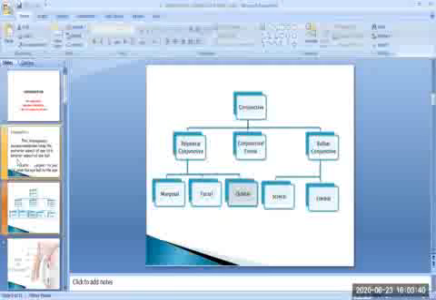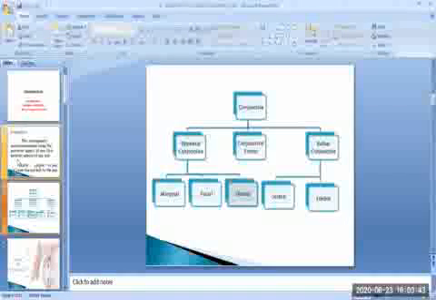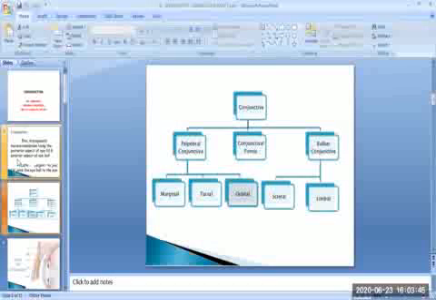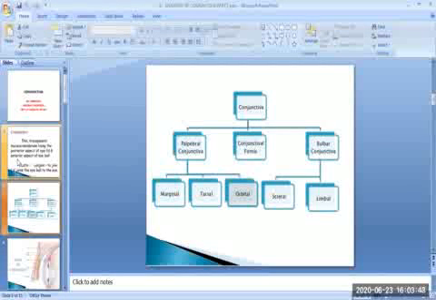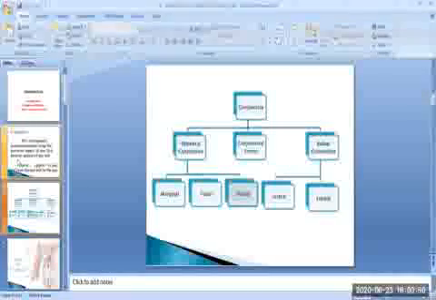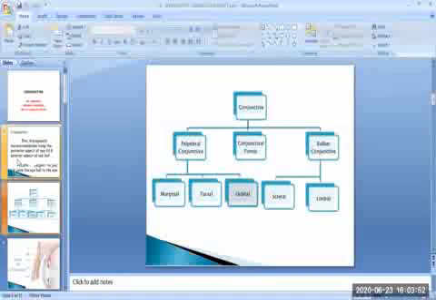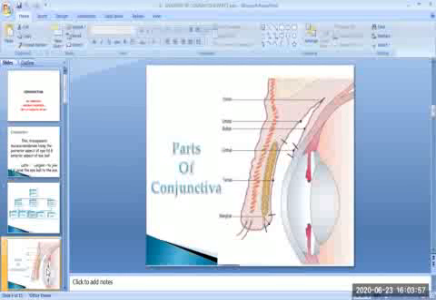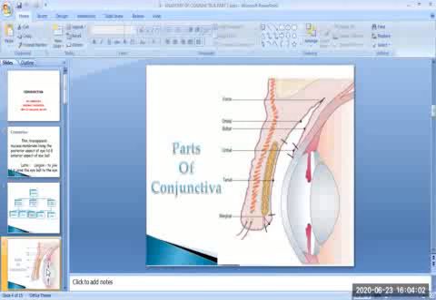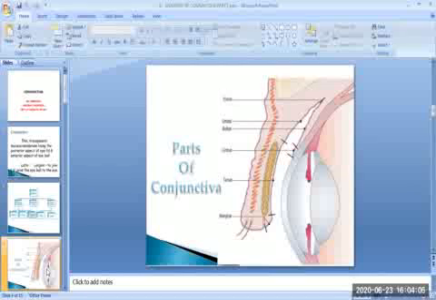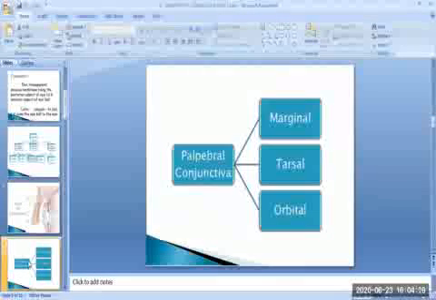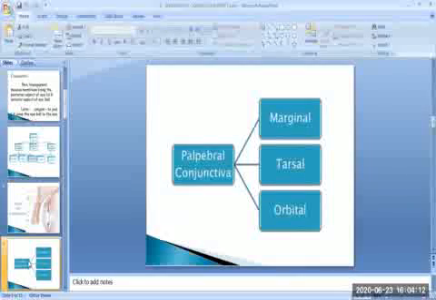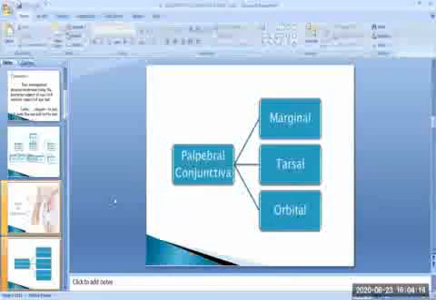It has the following parts: palpebral conjunctiva, conjunctival fornix, and bulbar conjunctiva. Palpebral conjunctiva again has the marginal conjunctiva, tarsal conjunctiva, and orbital conjunctiva, whereas the bulbar conjunctiva has the scleral and the limbal conjunctiva. In this image, they have shown the marginal conjunctiva, tarsal conjunctiva, limbal conjunctiva, bulbar conjunctiva, orbital, and fornicial conjunctiva. And the palpebral conjunctiva has three parts: marginal, tarsal, and orbital conjunctiva.